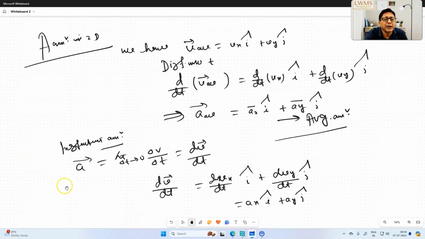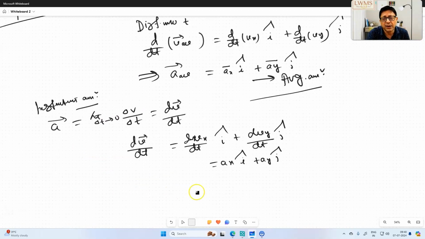So average acceleration and instantaneous acceleration can also be defined. This is instantaneous acceleration. Just write dv by dt. Don't write the a vector. If you write a vector, okay. But here a stands for instantaneous.